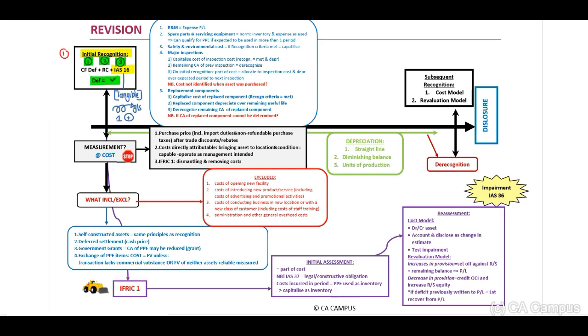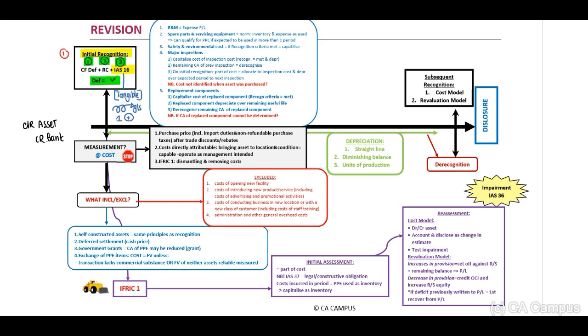Now, there's a few important things that you need to identify on initial recognition. Remember, when we talk about initial recognition, this will be your journal entry to debit your asset and to credit bank if this is a cash sale or a creditor. Now let's have a look at the 5 important things that you need to identify on initial recognition.